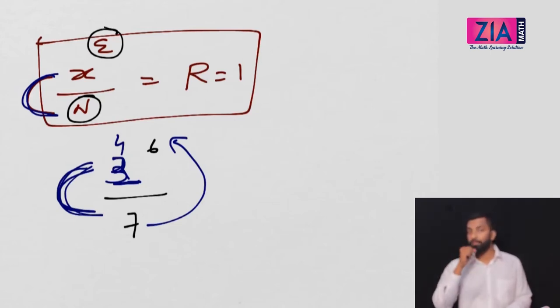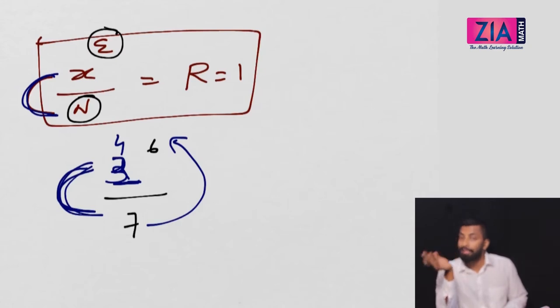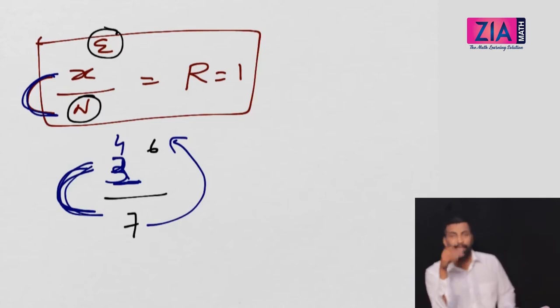What do you mean by Euler's number of 7? It is the number of numbers which are coprime with 7 and less than 7. So 1, 2, 3, 4, 5, 6. So 6 are there. That's why the Euler's number is 6. I'll tell you how to find it.